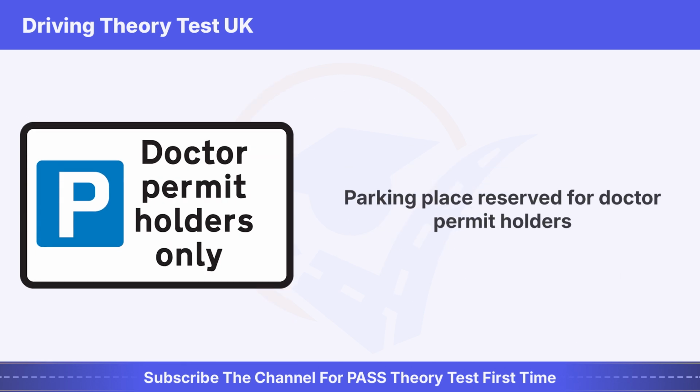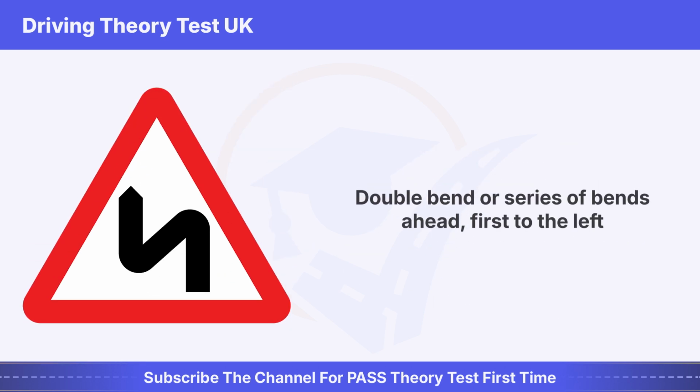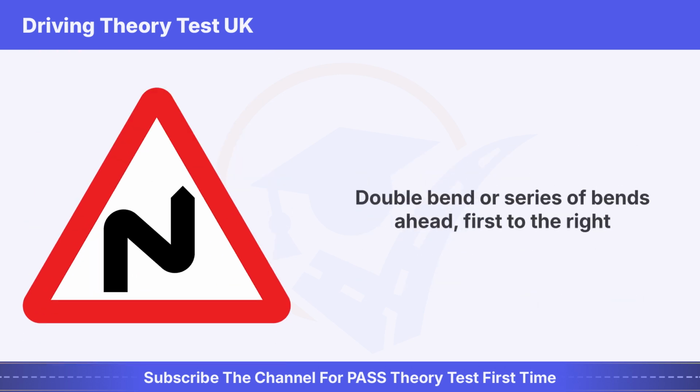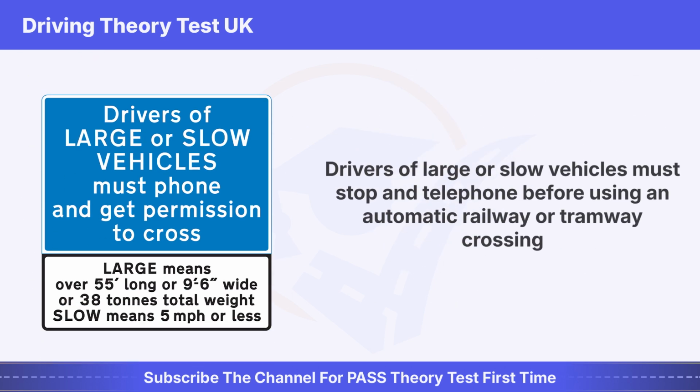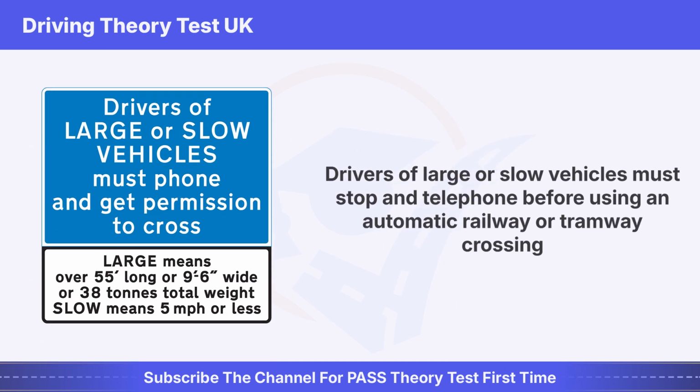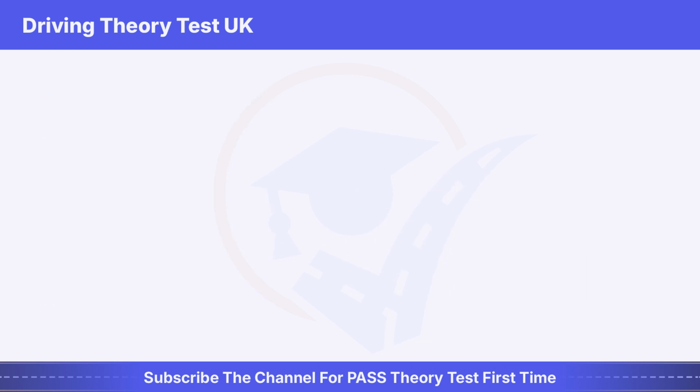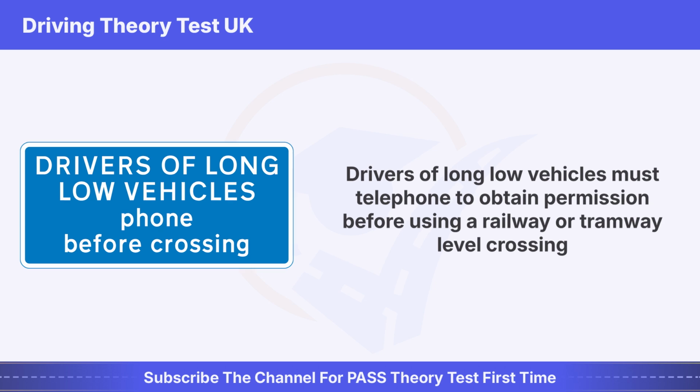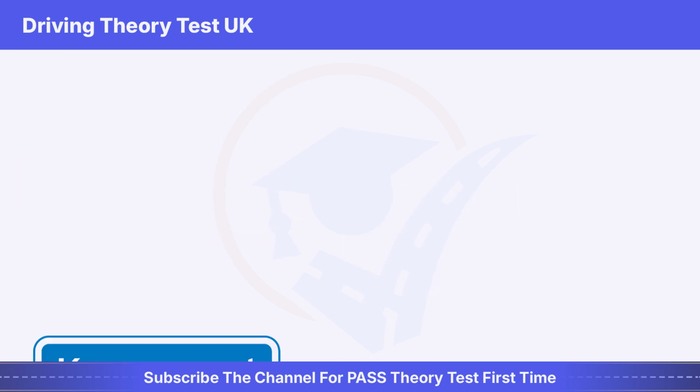Parking place reserved for doctor permit holders. Double bend or series of bends ahead, first to the left. Double bend or series of bends ahead, first to the right. Drivers of large or slow vehicles must stop and telephone before using an automatic railway or tramway crossing. Drivers of long-low vehicles must telephone to obtain permission before using a railway or tramway level crossing.